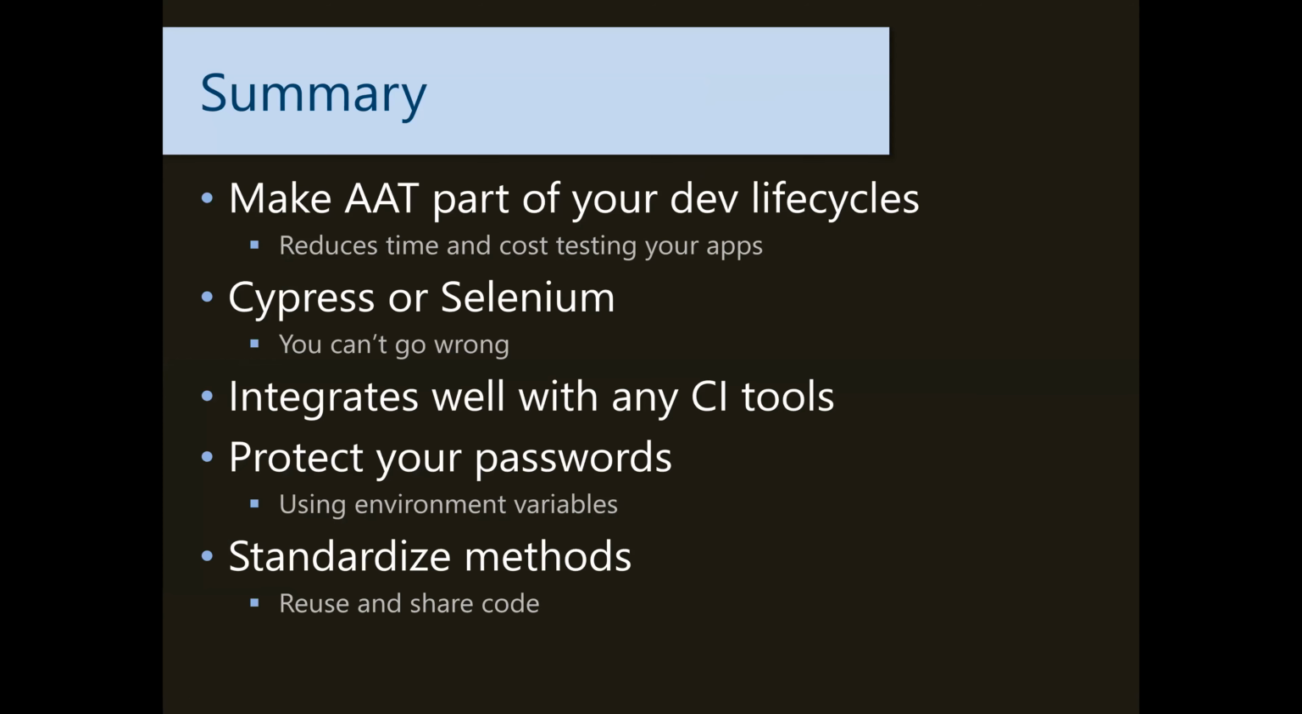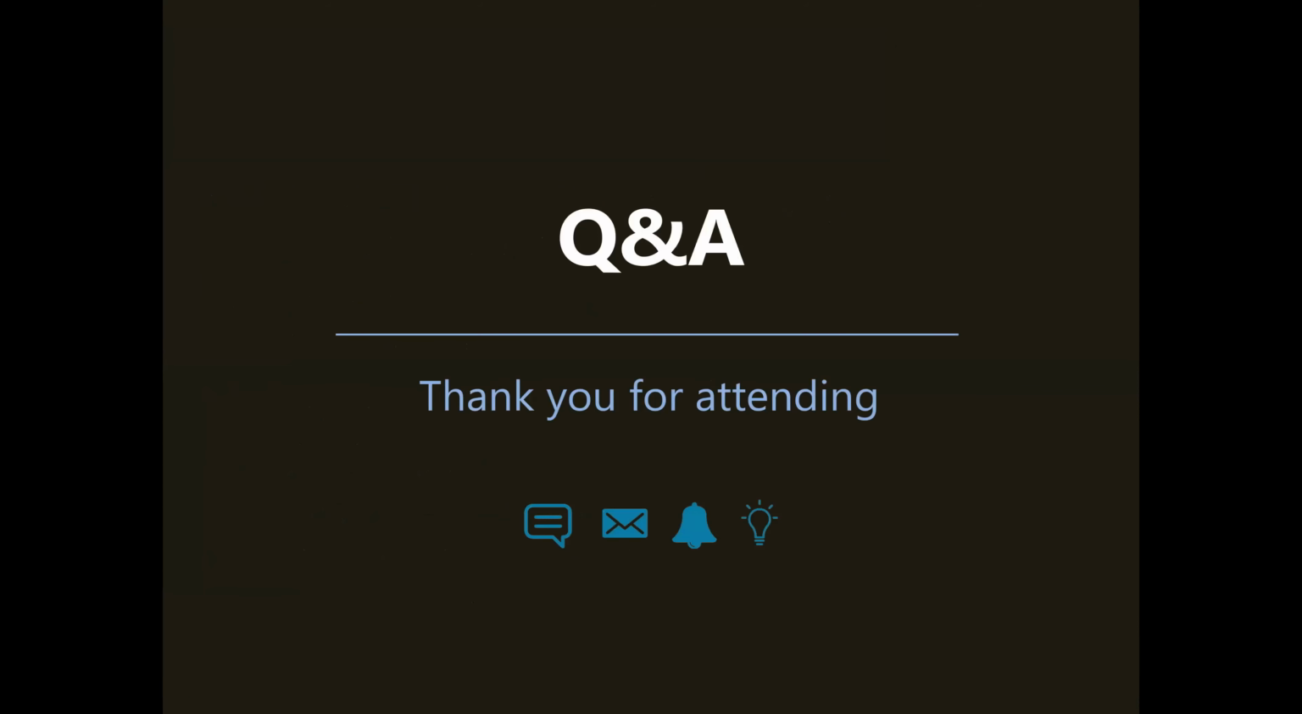Bottom line is, I would like you to remember that you want to make this part of your development lifecycle. You don't want to leave this once you finish the project. As soon as you develop a feature, create automatic tests for it. Cypress or Selenium, it doesn't matter. I think you can't go wrong. Cypress integrates well with integration tools, protect your passwords, and pretty much reuse the code as much as you can.